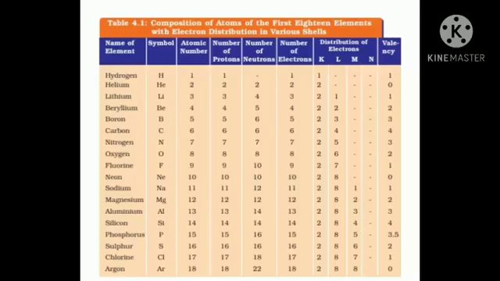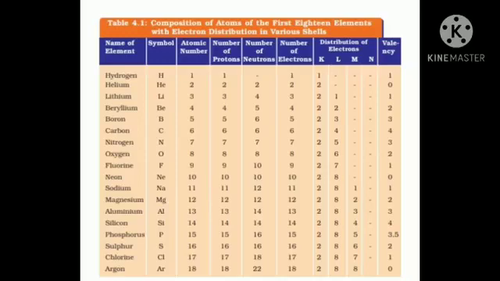Similarly, for the other elements, the mass number is subtracted by the number of electrons or protons, that is the atomic number, which gives the number of neutrons.